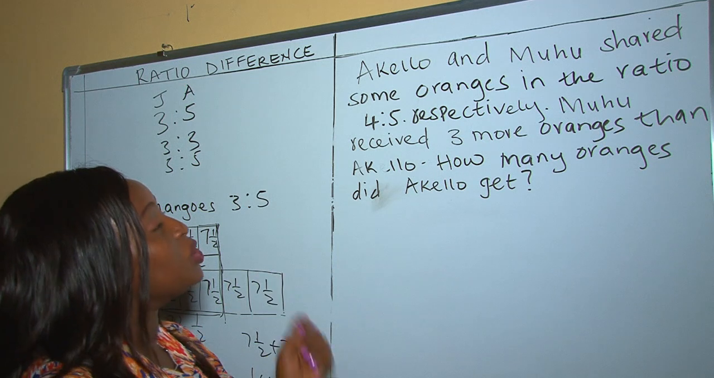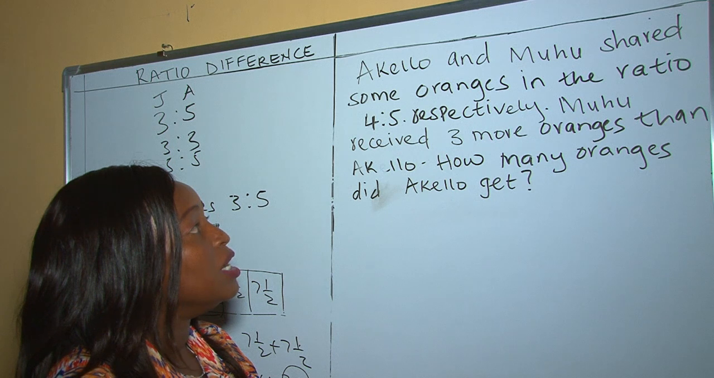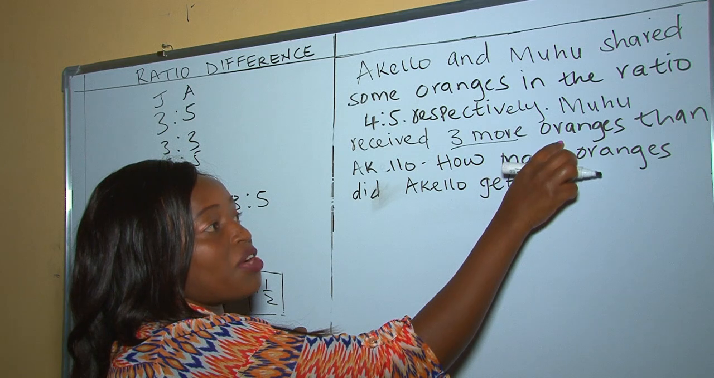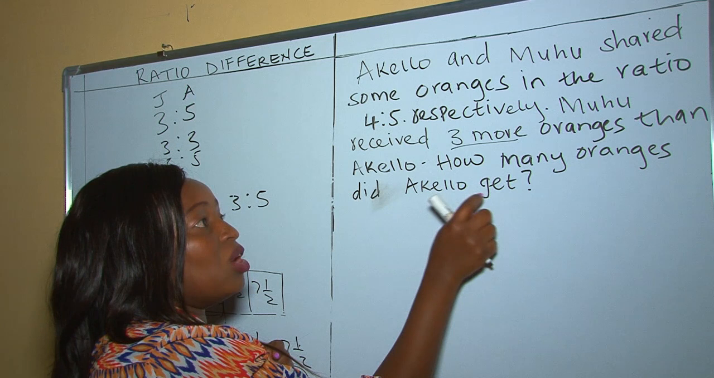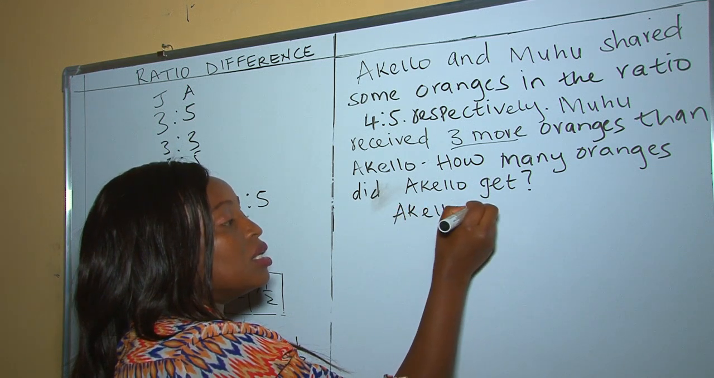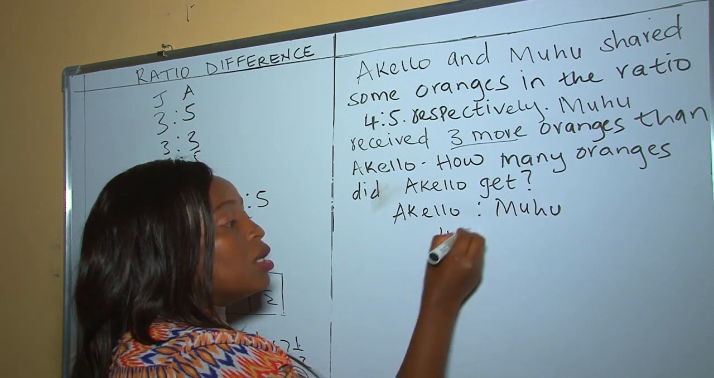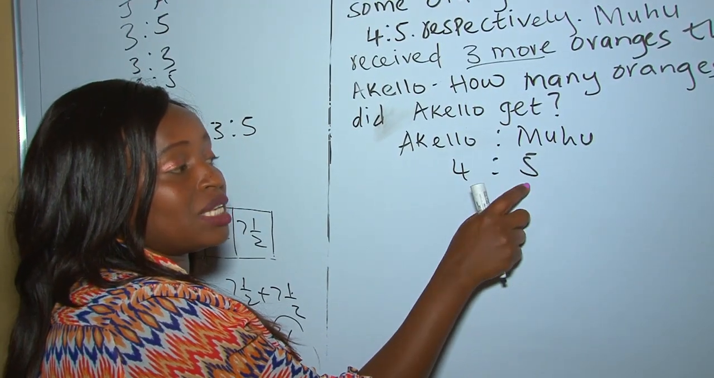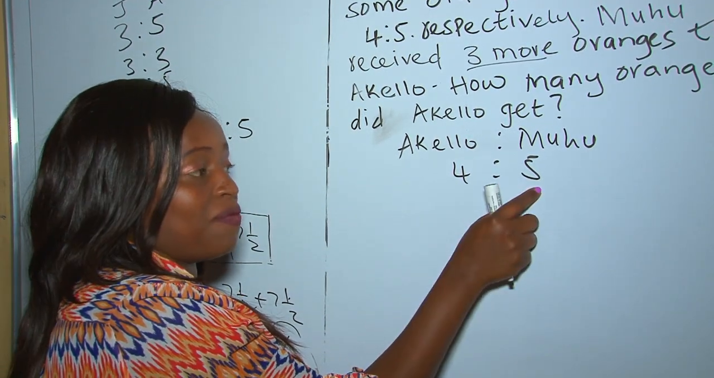In this example, you are told that Akelo and Muhu shared some oranges in the ratio 4:5 respectively. Muhu received 3 more oranges than Akelo. How many oranges did Akelo get? So we write the names here. Akelo is to Muhu, and the ratio is 4:5. As you can see here, Muhu gets more because in the ratio he has more than Akelo. Akelo has 4, which is a lower number than 5.